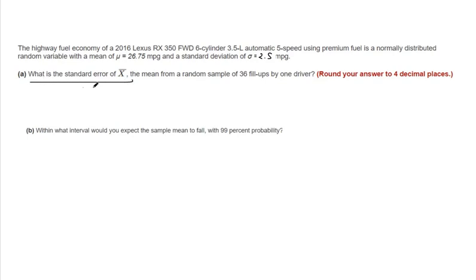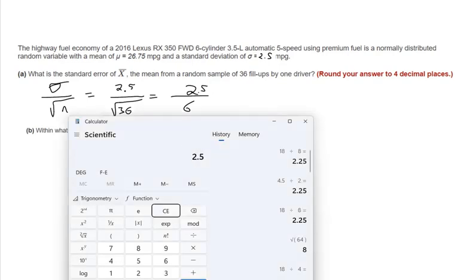The standard error of the mean is this quick little formula. It's the standard deviation divided by the square root of the sample size. So for this problem, they tell us the standard deviation is 2.5 and the sample size is 36. This one's nice and easy because the square root of 36 is just 6. Then with our calculator, we can do 2.5 divided by 6.